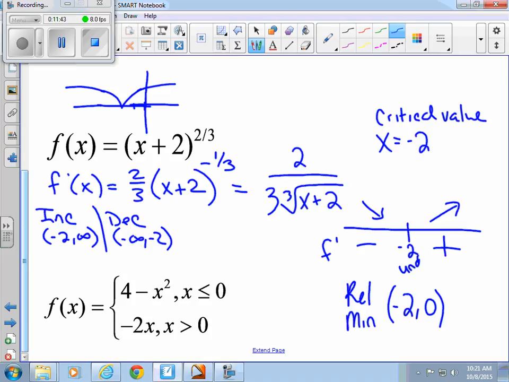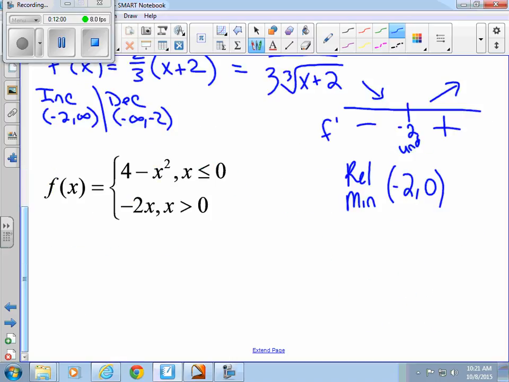There is no absolute maximum because it keeps increasing left and right. There is an absolute minimum, isn't there? -2, 0 is actually also an absolute minimum. So again, just starting to think about those thoughts. We haven't actually asked that question yet, but I just wanted to start thinking about it.